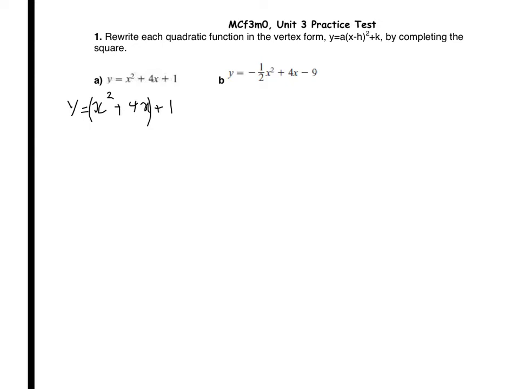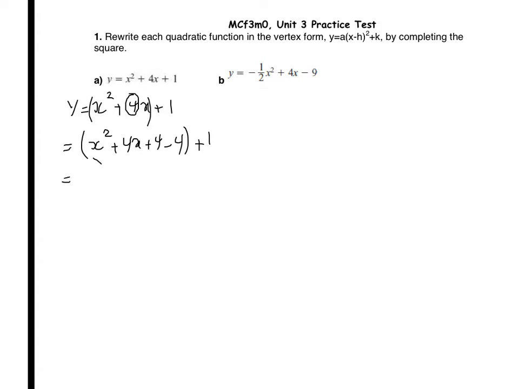Then I'm going to factor out the leading coefficient of x squared, which is 1, so there is nothing to factor. Then I'm going to divide the coefficient of x by 2, which is 4 divided by 2, which is 2. 2 squared is 4. Add 4, subtract 4. So I get x squared plus 4x plus 4 minus 4, close bracket, plus 1.